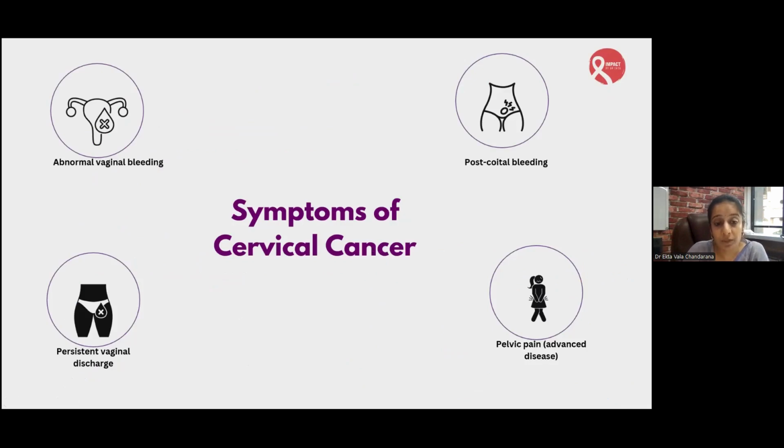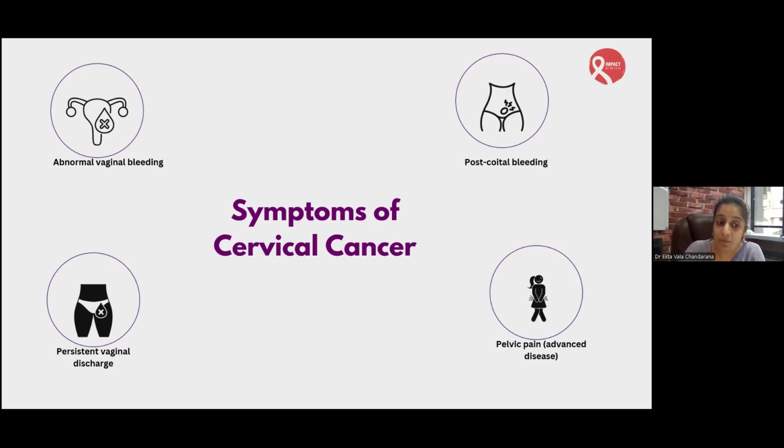So these are the symptoms of cervical cancer: abnormal vaginal bleeding, postcoital bleeding, persistent vaginal discharge, and if it is advanced, then the patient may have pelvic pain. So pain is not an early symptom, but rather a late symptom. If the patient is having pelvic pain, then we can assume that it must be some advanced stage.